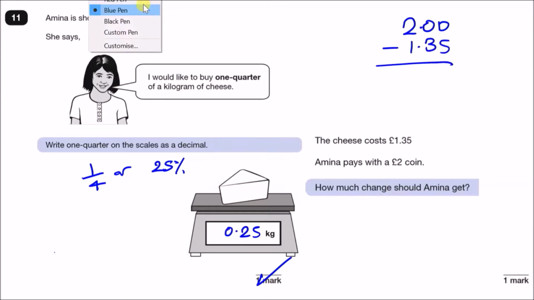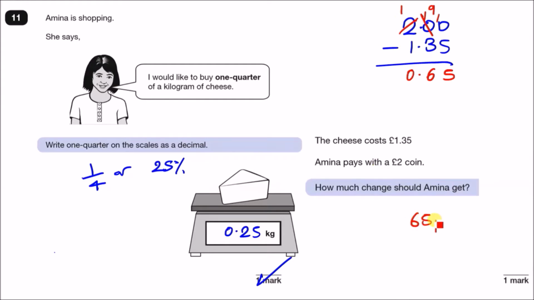Now to do this one, you have to borrow from the next non-zero number. Well, they're both 0, so borrow from the 2, that becomes a 1. Give it to the next guy, so that becomes a 10. Borrow from this one, becomes a 9. Give him a 1, so now you've got this. 10 take away 5 is 5. 9 take away 3 is 6. And 1 take away 1 is nothing. So she should get a change of 65 pence. And that's done for this question.